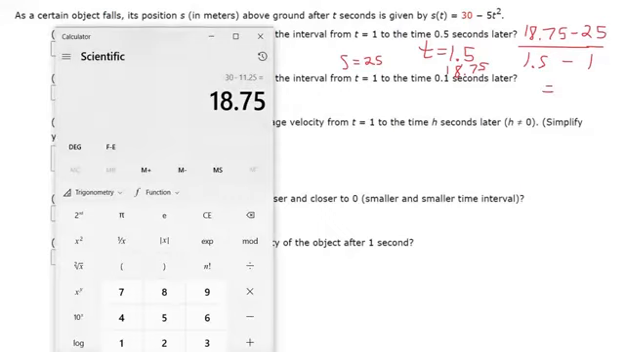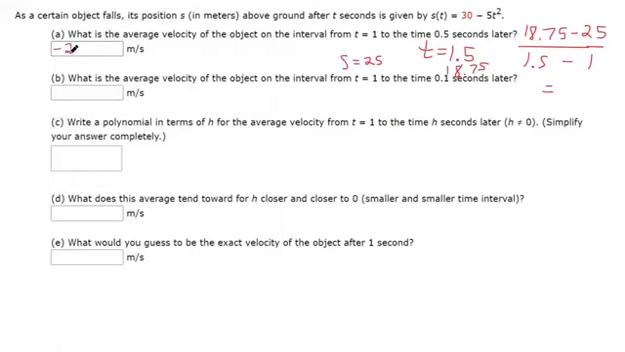Okay, when we compute that, 18.75 minus 25 divided by 1.5 minus 1, which is 0.5, gives negative 12.5. That's the average meters per second from those two time points. And now they want us to pick something even closer. So we're repeating the process.